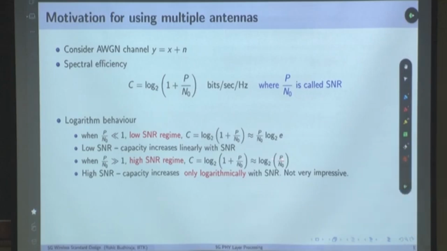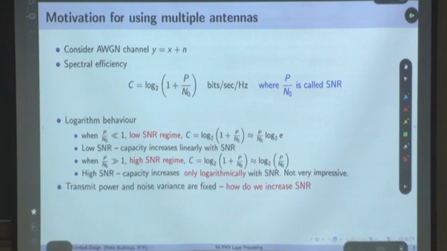But what are we saying here? At least in the low SNR regime, if you can increase the SNR, you get a linear increase in capacity. Very impressive, right? The system is starved of SNR. You increase the SNR, your capacity increases linearly.